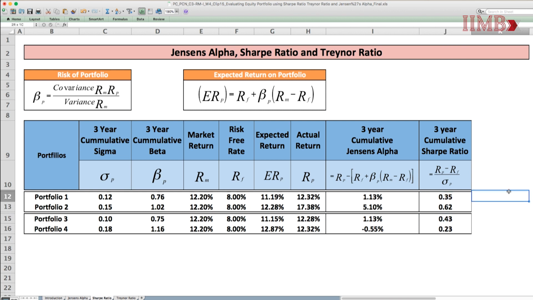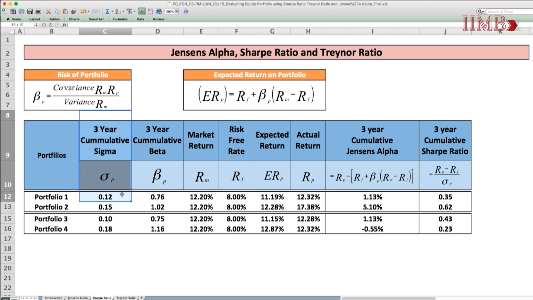Now portfolio 1 gives you a Sharpe ratio of 0.35 and portfolio 3 gives you a Sharpe ratio of 0.43. Now we just learned higher the Sharpe ratio, better is the risk adjusted return for that portfolio. Why is portfolio 3 at 0.43 higher than 0.35 of portfolio 1? Pretty simple.